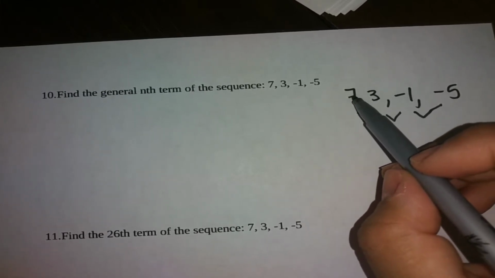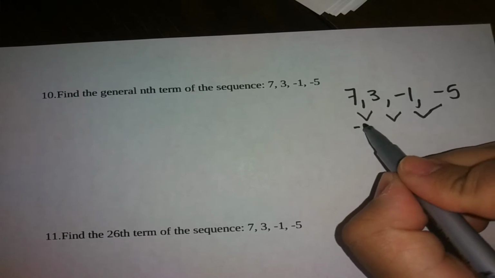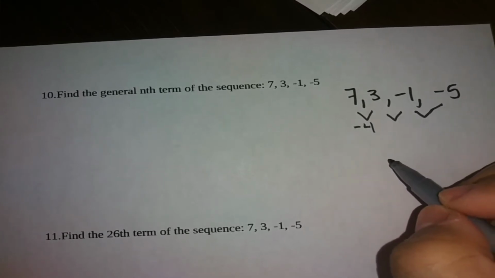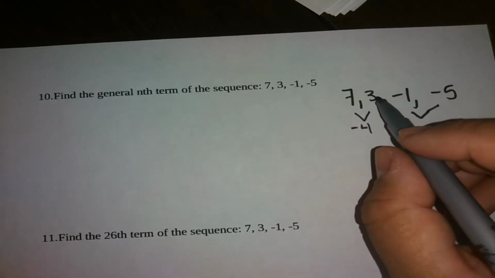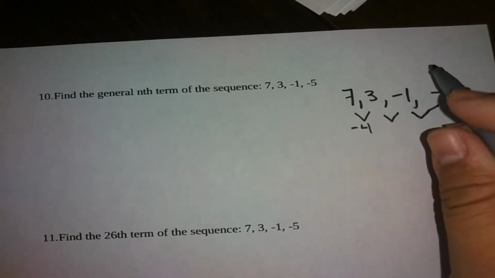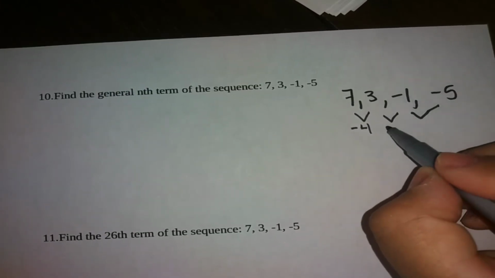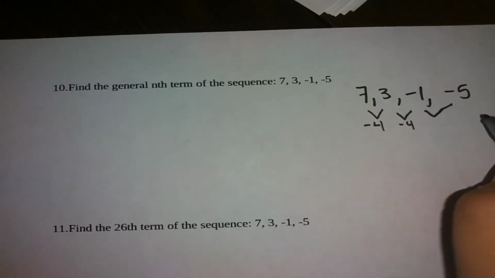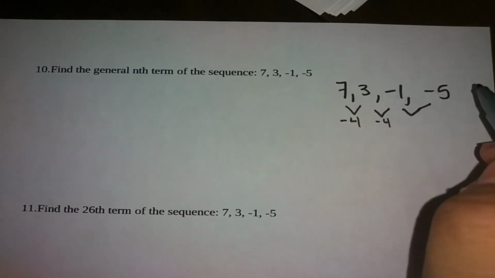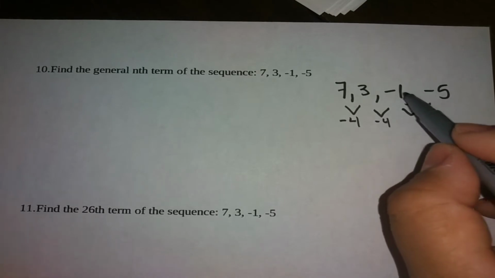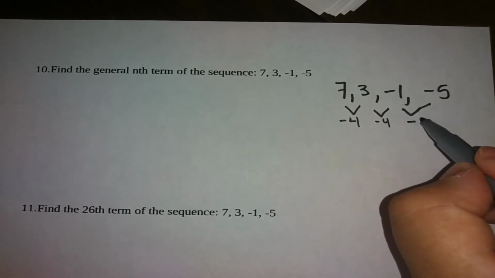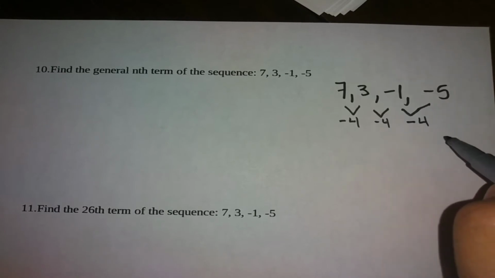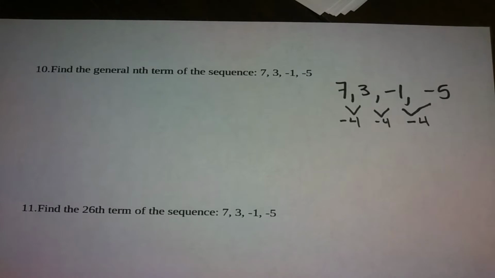So how do I get from 7 to 3? Well, that's easy. I'm just going to subtract 4. 7 minus 4 will give me 3. So how about 3 and -1? Same thing, 3 minus 4 will give me -1. And hopefully, just checking the last one, -1 and -5. So -1 minus 4 will give me -5.